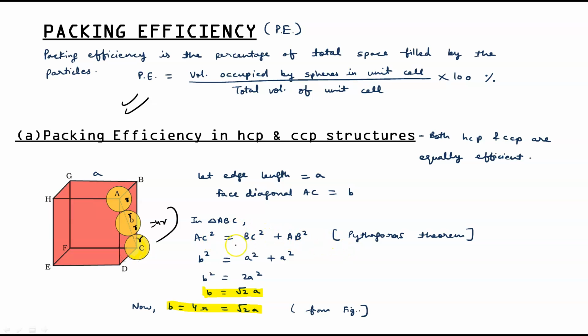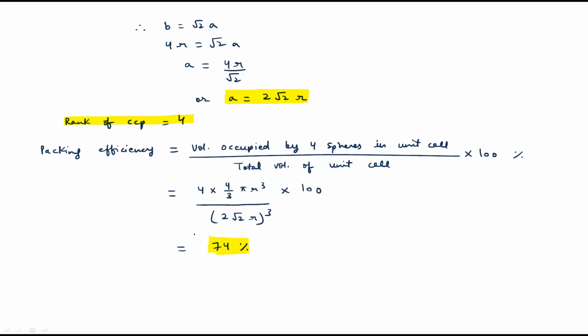Now in triangle ABC, AC square equals BC square plus AB square by the Pythagoras theorem. AC equal to b, so b square equals a square plus a square, that comes out to be b square equals 2a square, so b equals root 2 a. Now b equals 4R equals root 2 a. From the figure you can see that b equals 4R. So 4R equals root 2 a, a equals 4R by root 2. We can rationalize it, and we get a equal to 2 root 2 R.